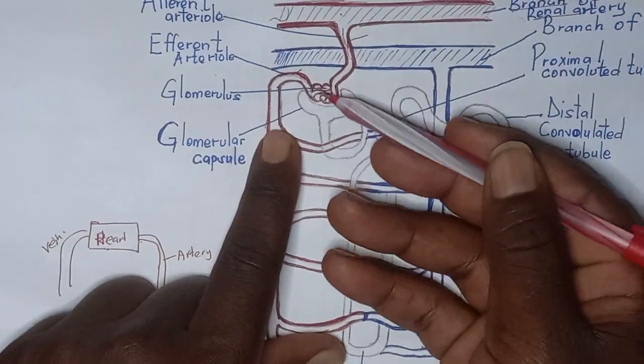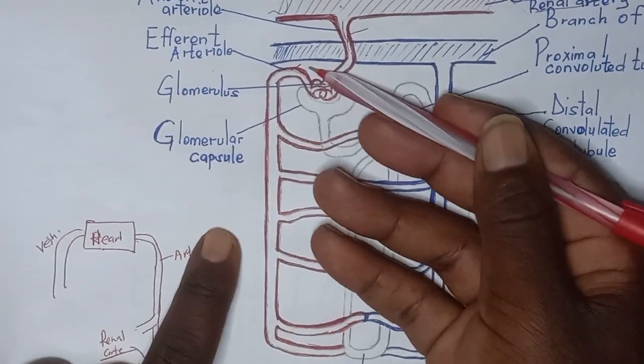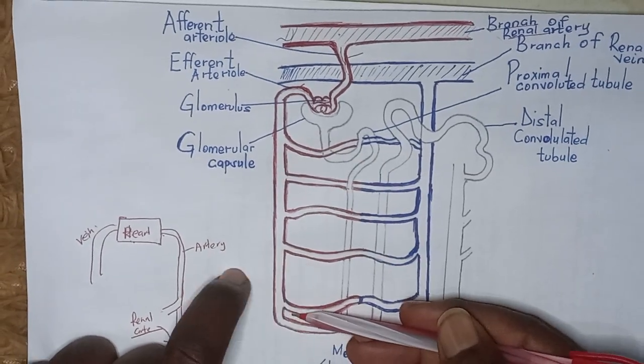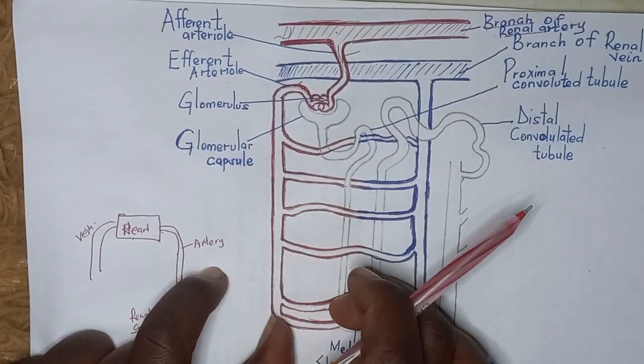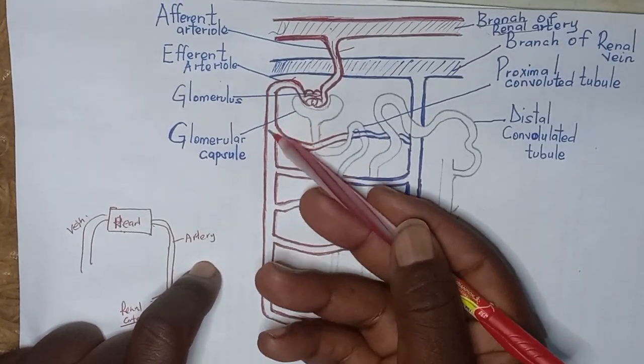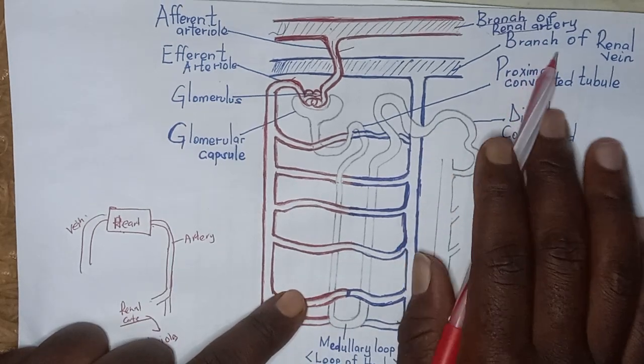Then from here, it passes through the glomerulus. This part is called the glomerulus. Then there are the blood capillaries here. As you can see, the red one is oxygenated and the other one is deoxygenated. From the blood capillaries, we have here the branch of the renal vein.